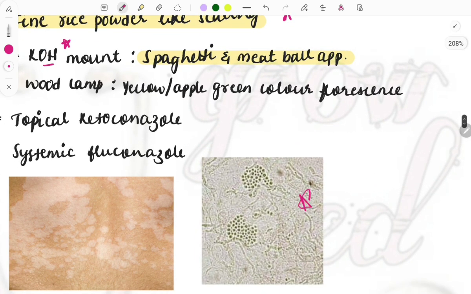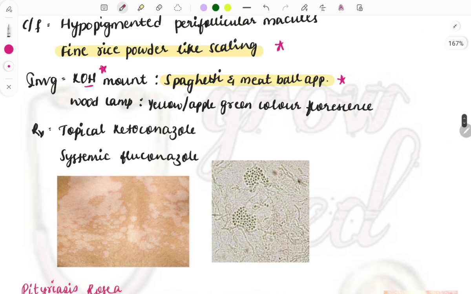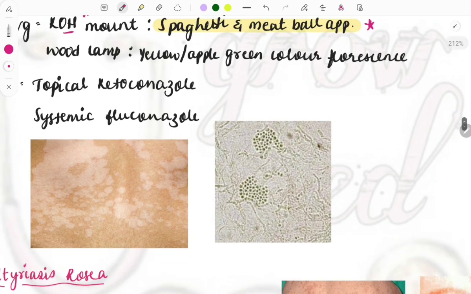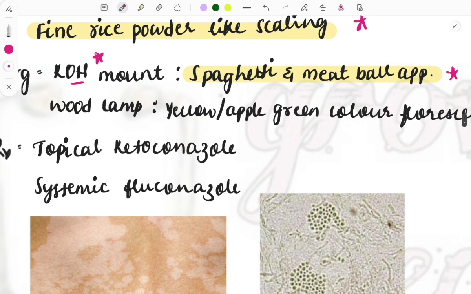So this is the image, and you can see here that these are the meatballs, and this looks like the spaghetti. So spaghetti and meatball appearance. So this is also a very famous question asked in the FMG, and it is almost a repeat topic. Okay, so image भी याद कर लेना. Remember the image and also the spaghetti and meatball appearance.